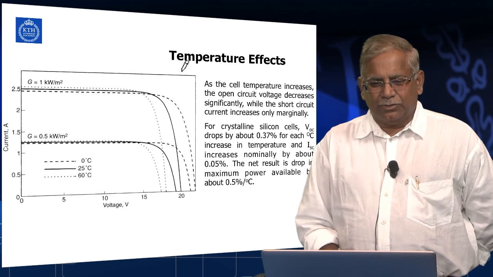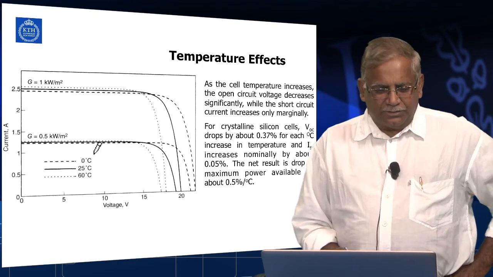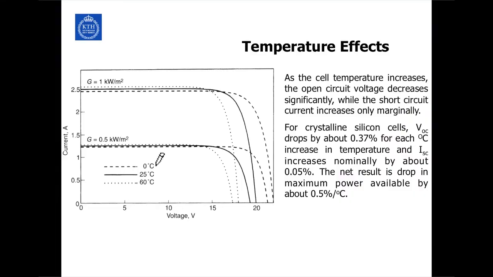So one of the things we want to know is what is the effect of the temperature on this. Here, for example, the IV plot is shown for 0 degrees C, 25, and 60 degrees C. There are 2 sets of curves here. This is a curve for the insolation of about 1000 watts per meter square. This is the intensity of the radiation, and here it is shown for 500 watts per meter square. The first thing you notice is that for all the temperatures, the current changes very little. So you can see the change in the current with increasing temperature is not much.